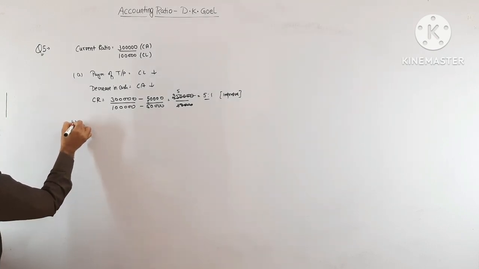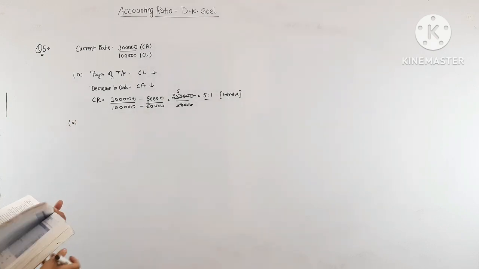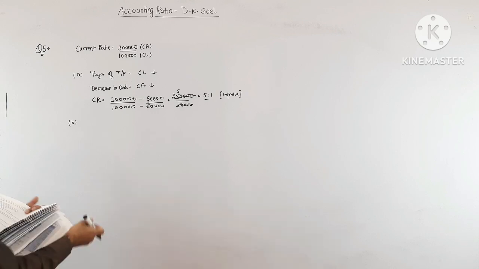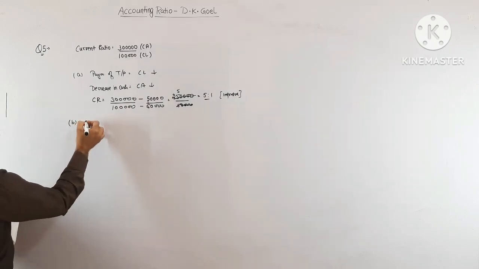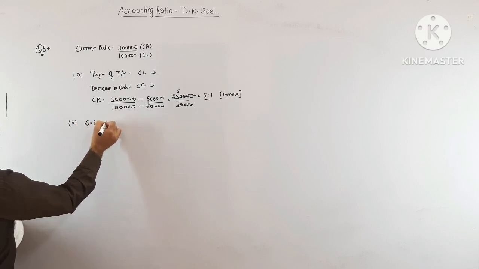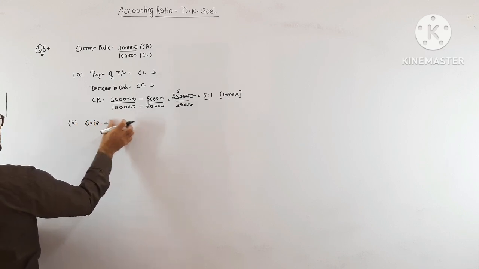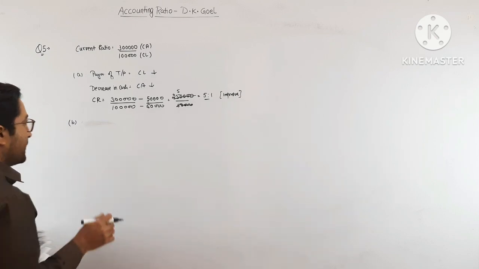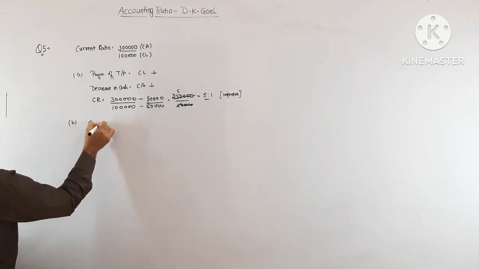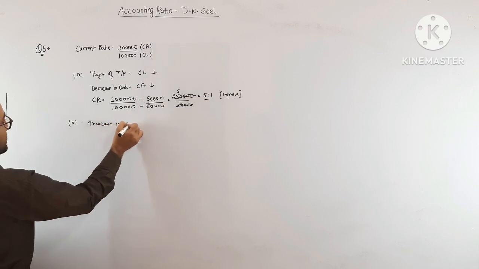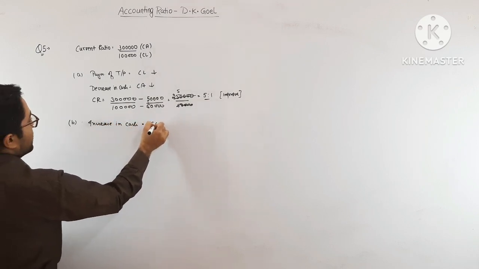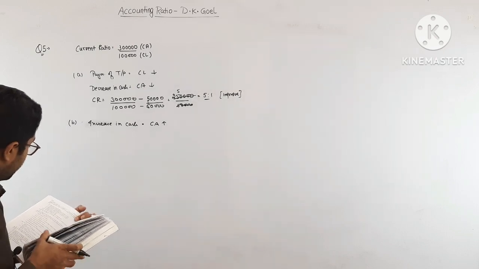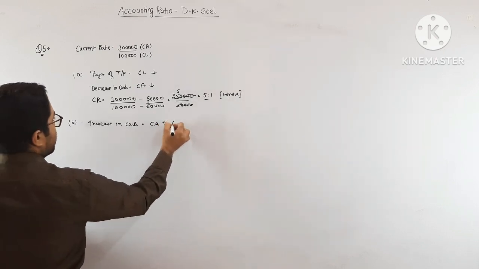Now the next, B. Sale of the goods costing 20,000 for 20,000 for cash. So first of all, if you do any sale, what will happen on selling goods? If you sell any goods, what will happen? Increase in cash. It means your current asset will increase. How much? 20,000.